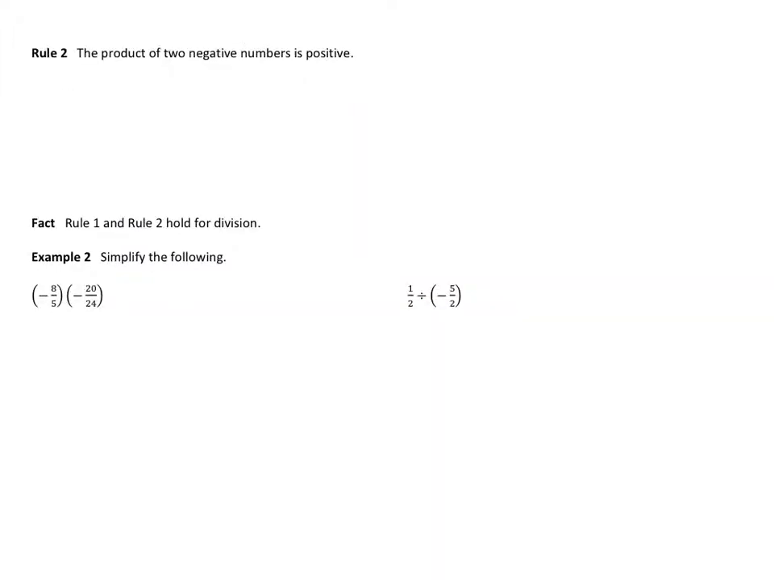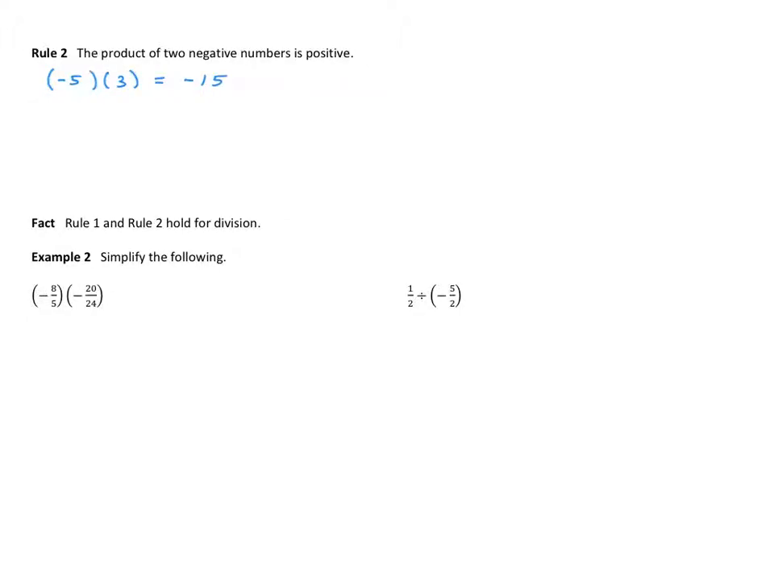So the second rule is, well, what happens if you encounter two negative numbers being multiplied together? The answer is that it results in a positive value. And I'd like to just quickly justify why this is true. I'll go back to my negative 5 times 3, and we already decided that this is going to be equal to negative 15.